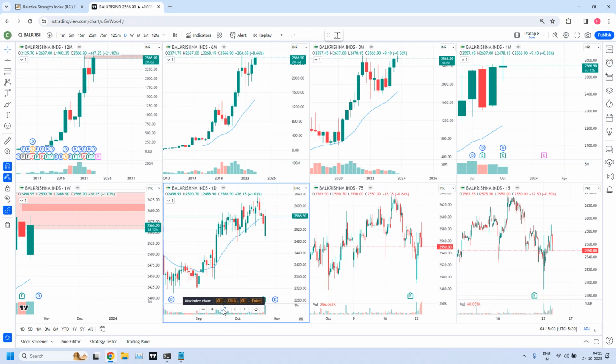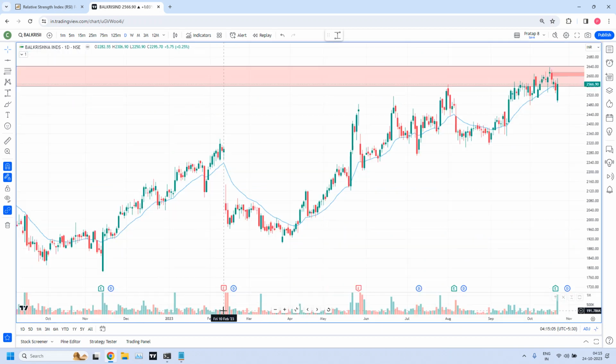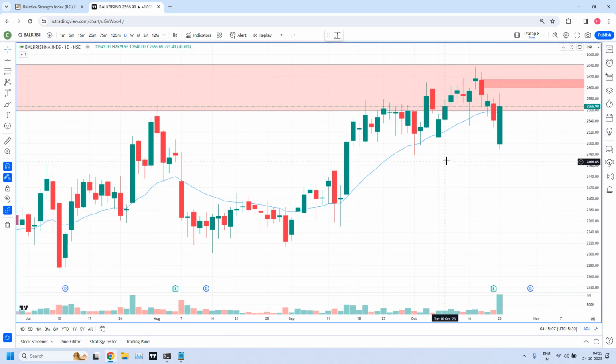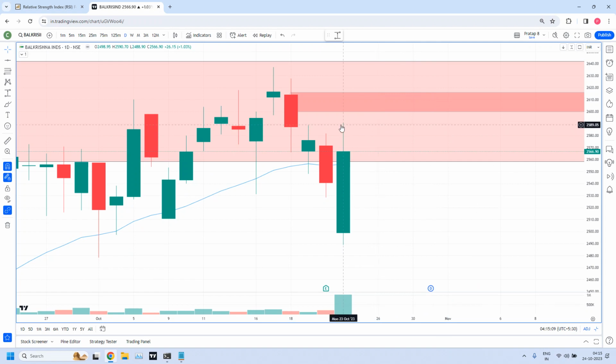This is Balkrishna Industries. It is a short trade. See here today. Just missed this. Otherwise, we would have got an entry. Intraday, we would have got a very good profit. See how deep it went, and again it turned up. That is a different question. But during the morning hour itself, it went up to this point.